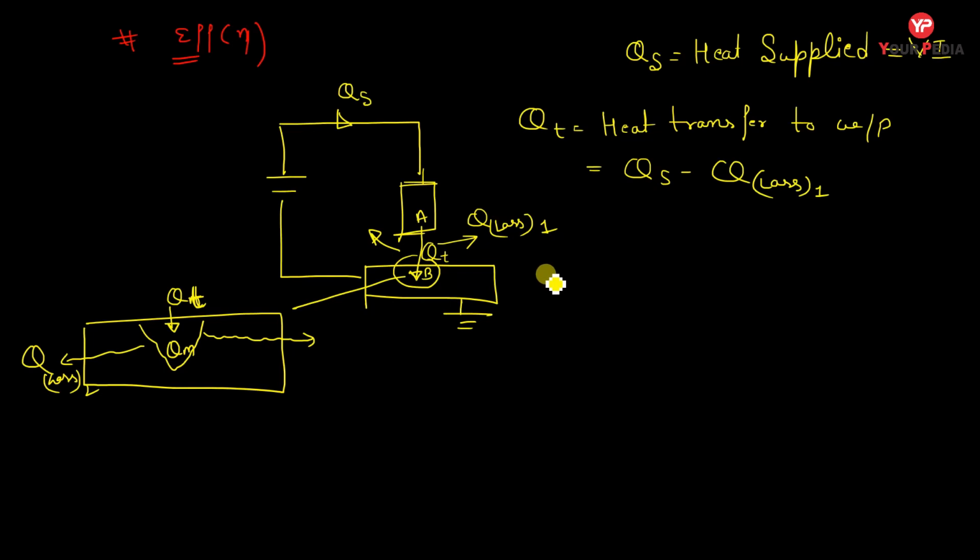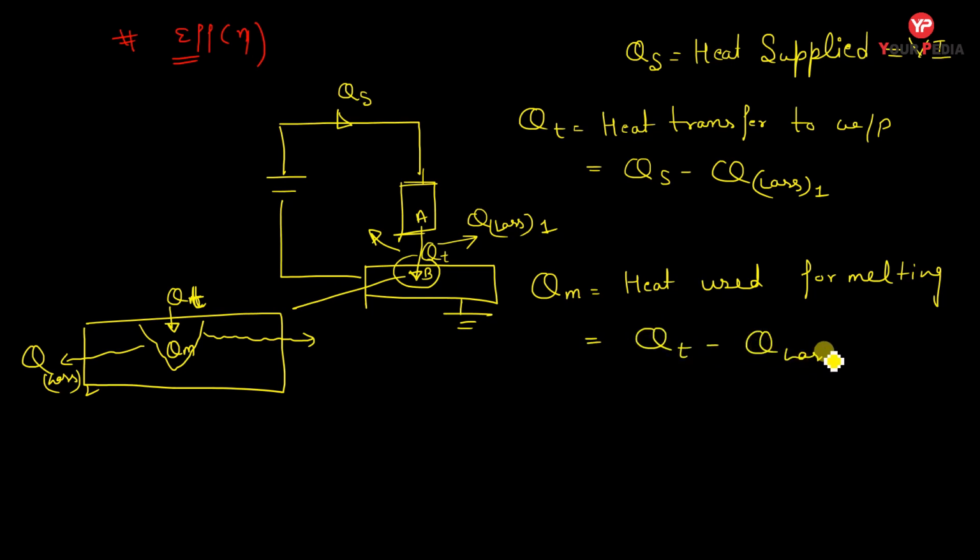Now if I want to calculate QM, that is the heat used for melting, can we calculate that? Yes sir. Heat used for melting equals heat transfer minus Q loss 2. Okay, so this is the relation for QS, QT and QM. So friends, these are the relations for Q supply, QT and QM.